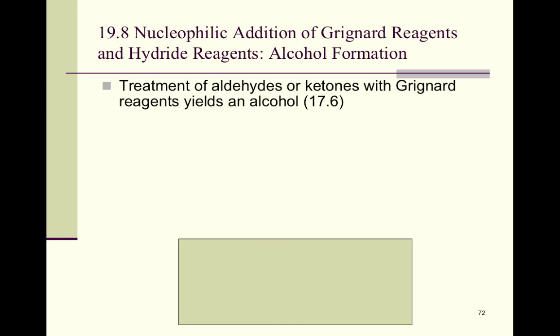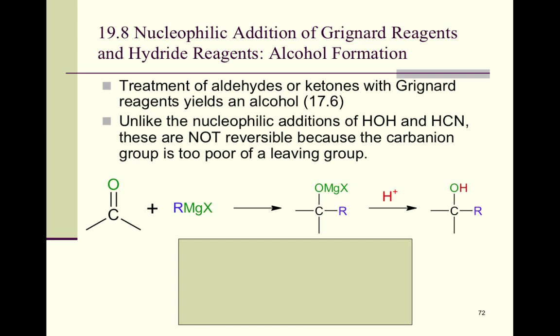Nucleophilic addition of Grignard reagents and alcohol formation. Treatment of aldehydes and ketones with a Grignard reagent yields an alcohol. We saw this back in Chapter 17, Section 6. Unlike nucleophilic addition reactions of water and HCN, these are not reversible because the carbanion group is too poor of a leaving group.